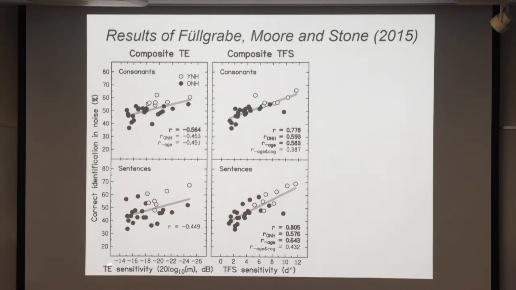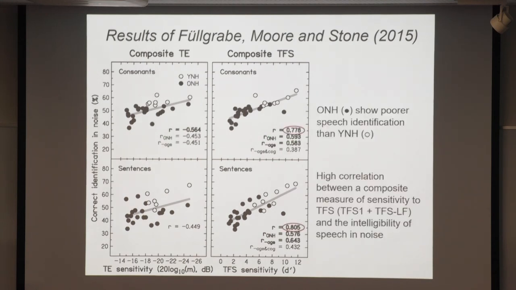There's also a correlation with temporal envelope sensitivity, which I haven't talked about, but it's a lower correlation than the correlation with sensitivity to temporal fine structure.